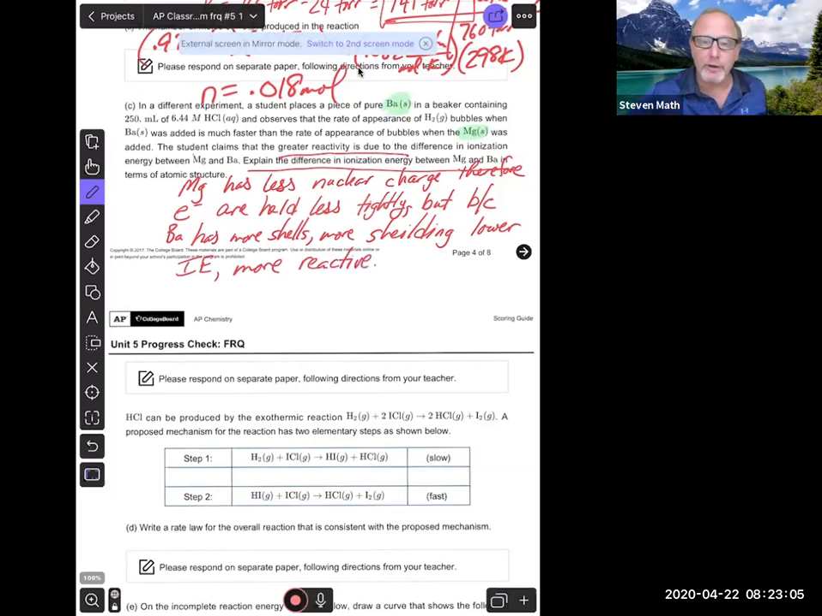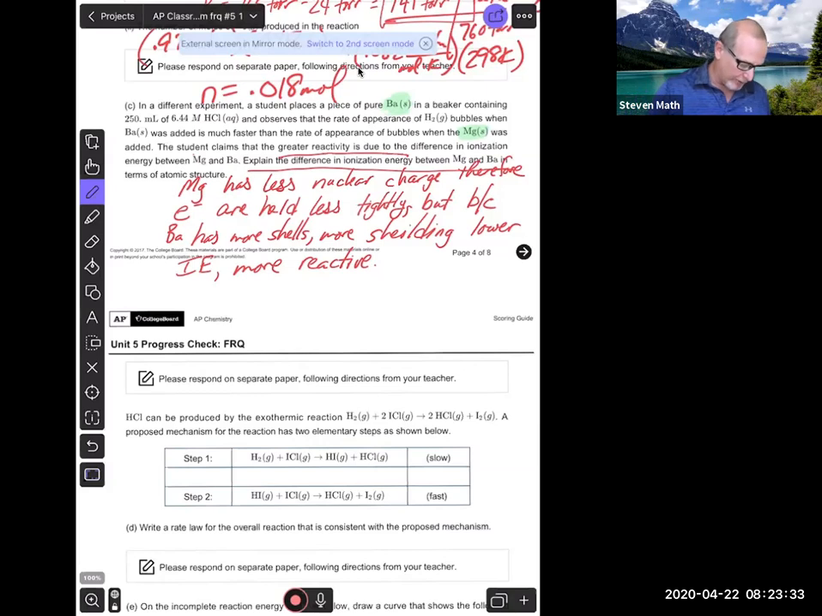Now you're asking yourself, why did I have to put in that first part about magnesium? Because we have to do it in terms of atomic structure. Magnesium has less nuclear charge. Barium has more of a nuclear charge, but it has more shells, more shielding, and a lower ionization energy. I feel they're going to want two rationales for these. You've seen that in a lot of these AP reviews. They want a lot of 2-point validations.